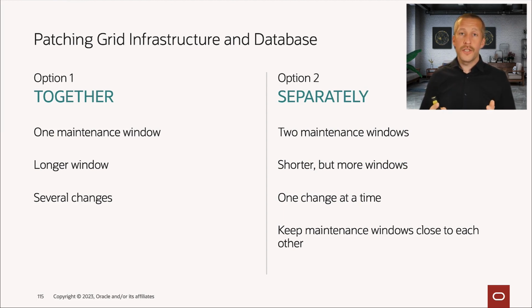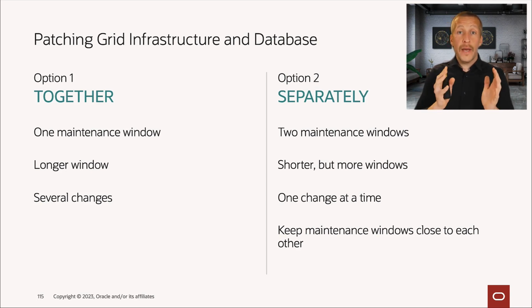There are two options here. Either you can patch GI and the database together, or you can do it separately. If you do it together, you only need to take one outage. You have one maintenance window, but it needs to be so long that you can patch first GI and the database. In contrast to that, if you patch GI and database separately, you need to arrange for two maintenance windows, but they'll be shorter because there's only one operation in each of them.